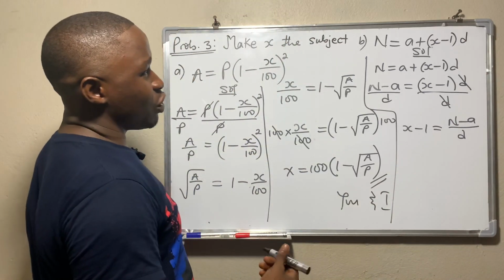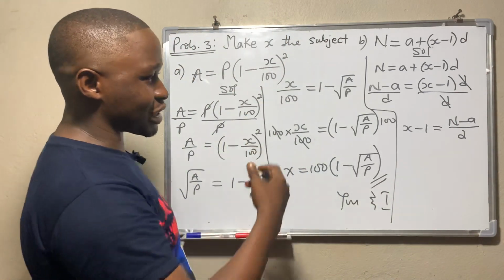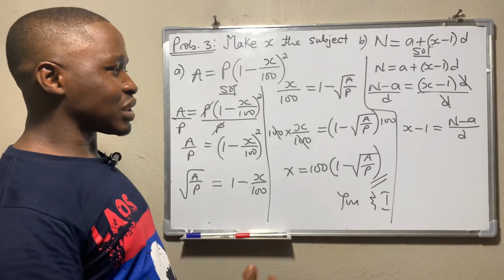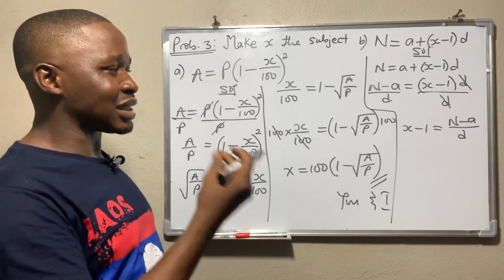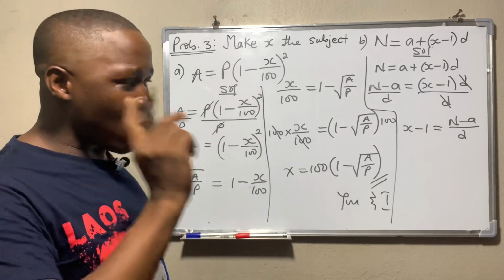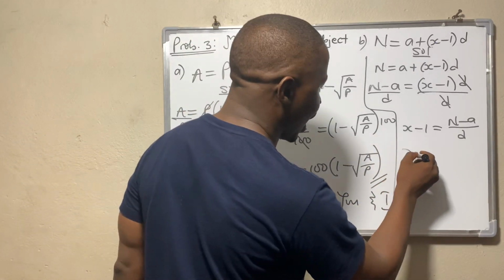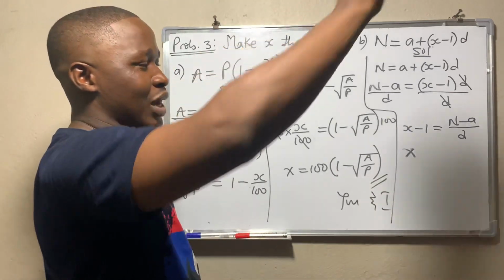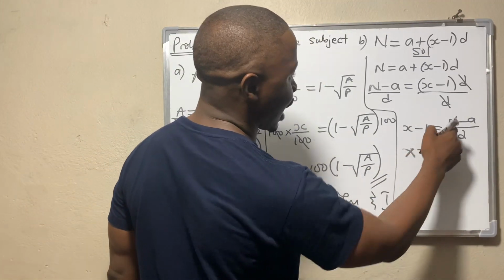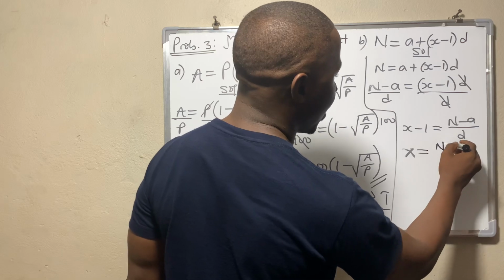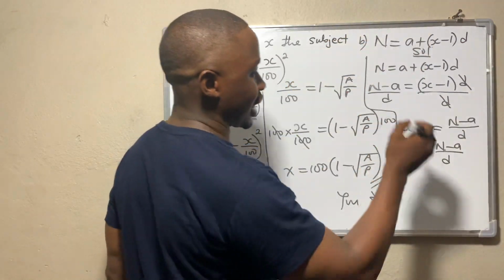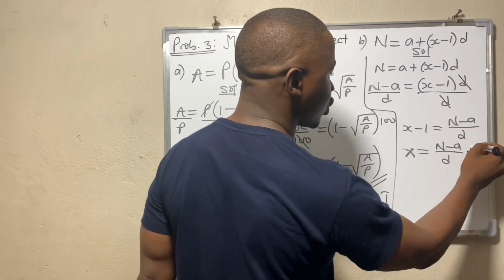So don't forget, we are making x the subject. Making a letter a variable is subject means you must rearrange the formula until that letter stands alone on one side. So we allow x to stand here. Everything other than x must go to the other side. So after equal to sign, we have n minus a over d. So we move this minus 1 to the right hand side. Automatically it becomes plus 1.